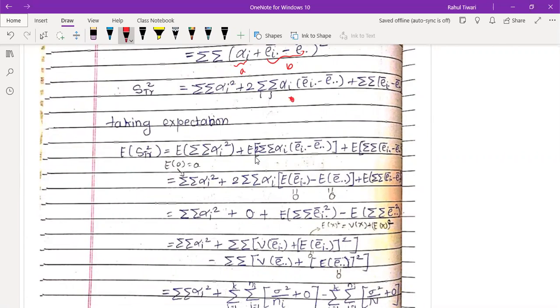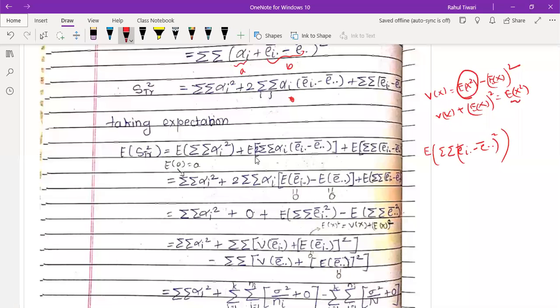And what about the expectation of this value? Just try to understand. The expected value of the double summation of e bar i dot minus e bar dot dot, its square, because we have this term squared. Now, what is the variance of x? It is the expected value of x square minus the whole square of E of x. So variance of x plus the whole square of expected value of x equals the expected value of x square. So this term can now be written as this plus this.